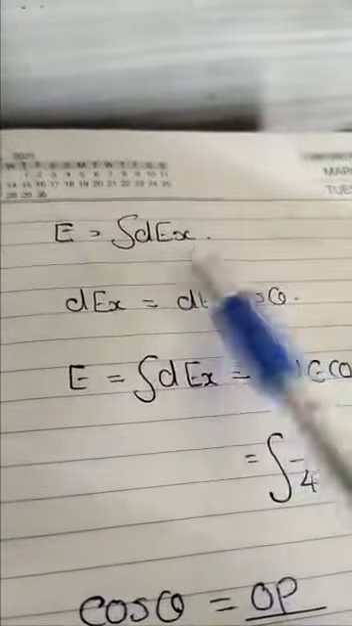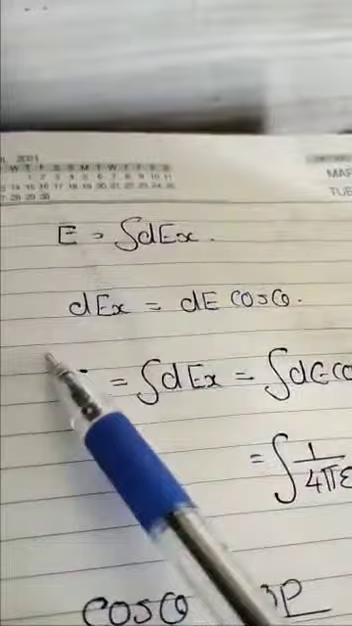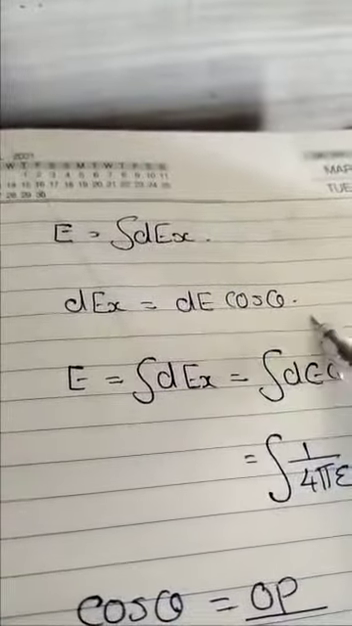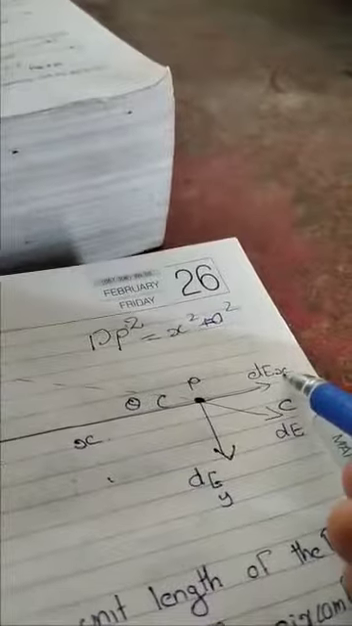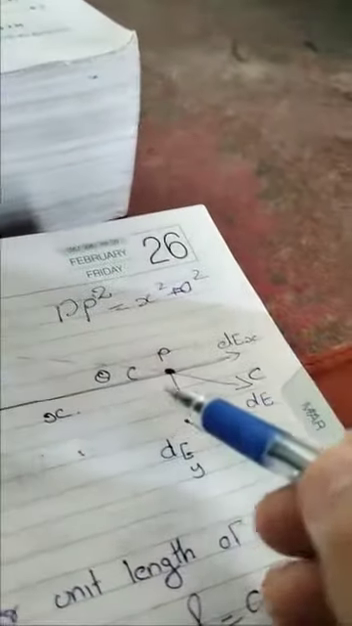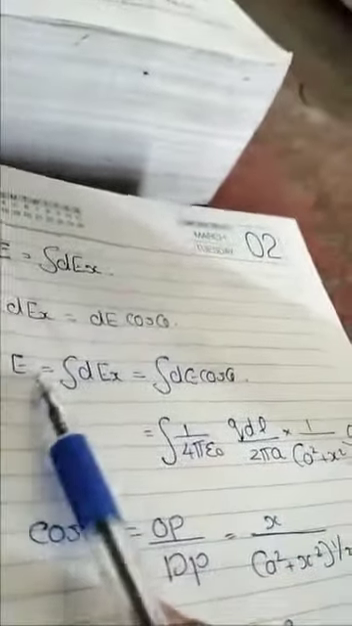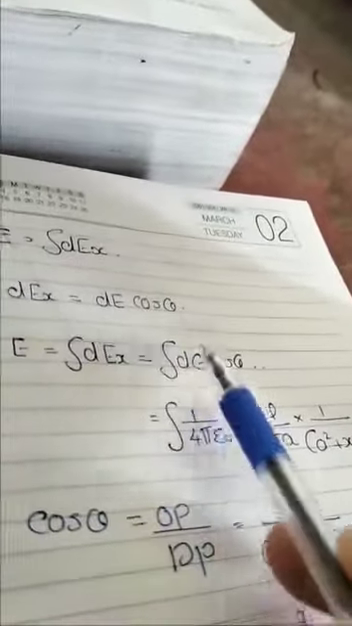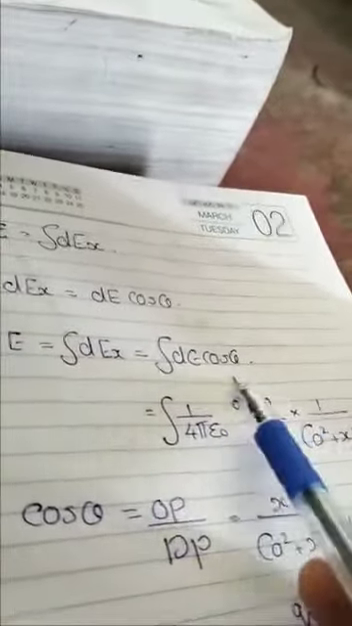So what is dEx? dEx equal to dE cos theta. How to get this one? From the diagram you can see dEx is an x component. So anything in the x component is called the cos theta component. Anything in a y component is called the sin theta component. That's the reason we have to consider dEx means dE cos theta. So what is the total E? Integral of dEx. That means integral of dE cos theta.